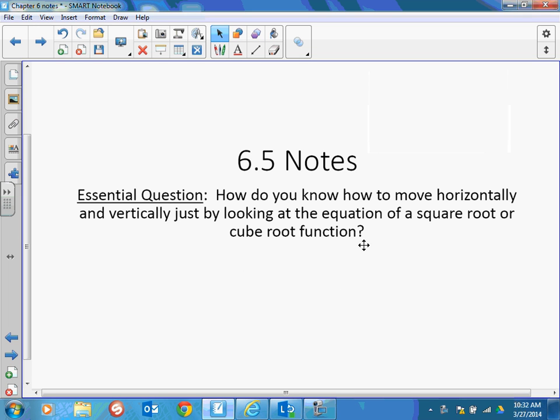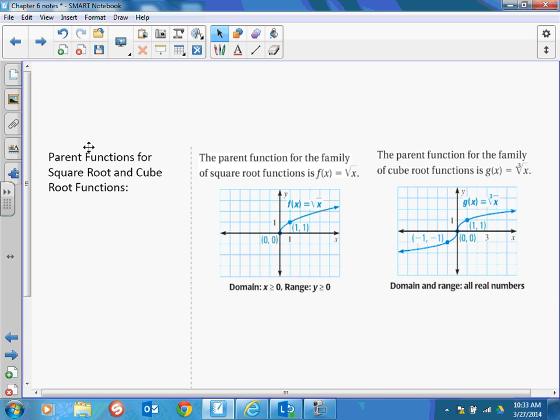6.5 notes, essential question: How do you know how to move horizontally and vertically just by looking at the equation of a square root or cube root function? We're going to be graphing square root and cube root functions, and how you move horizontally and vertically for any function, whether it's quadratic or anything, follows the same rules. All functions have the same rules as far as moving horizontally and vertically. So move on to the next slide.